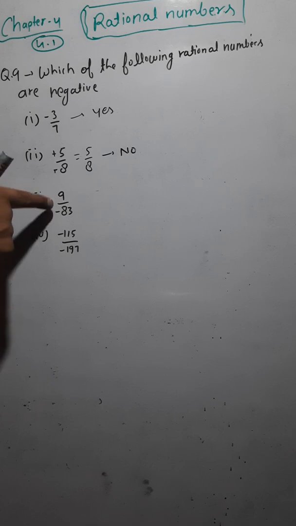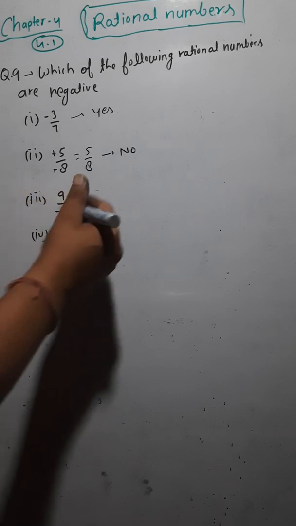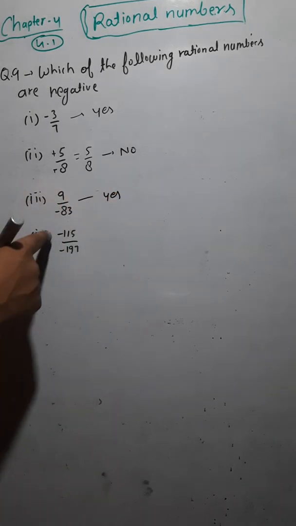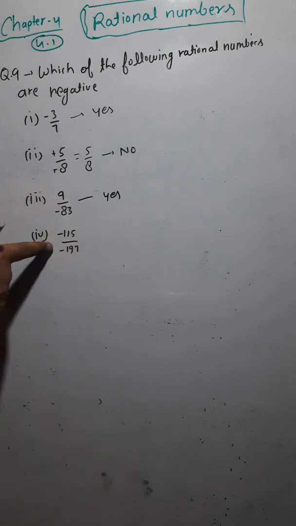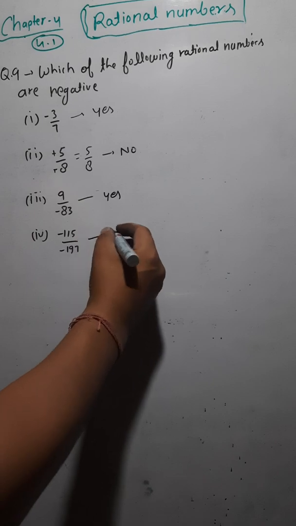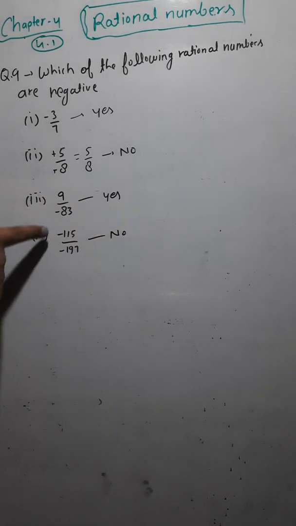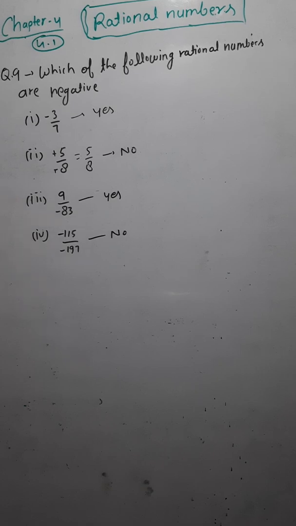Now tell me whether this is a negative rational number or not. Yes, this is a negative rational number. This is a positive rational number. This is not a negative rational number. Okay. So right here, no, because this is positive. Because both are negative, you can cut them like that. Okay. So write this.